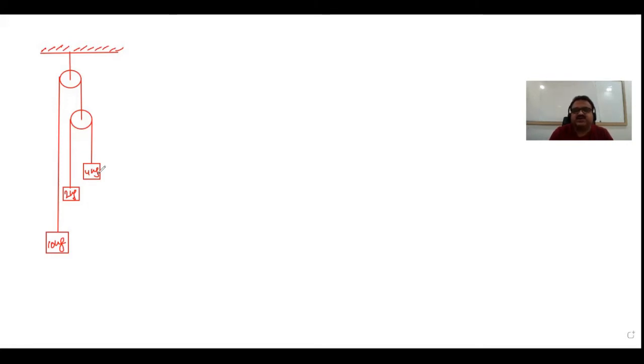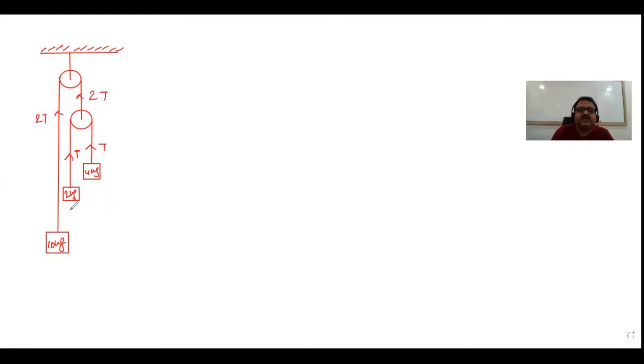Once upon a time, this was considered to be the toughest and lengthiest problem. Now I'm going to show you how to solve this problem within a very short span of time without following the longer method. First of all, let's do one thing. This is T, this is T, this is 2T, and this is 2T.